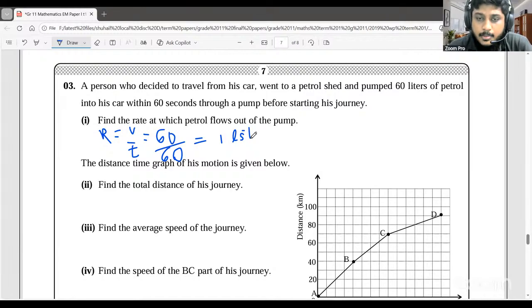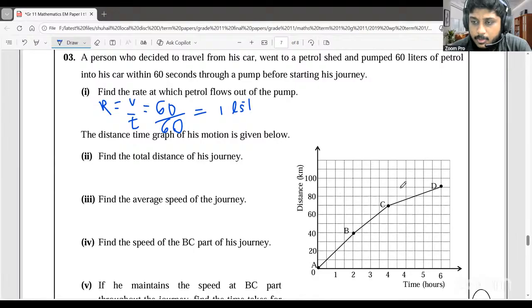Okay, the distance time graph of his motion is given below. Find the total distance of his journey. But you can see he has come up to here. So it's 90 kilometers, very easy. Okay, so the total journey is 90 kilometers. Find the average speed of the journey.